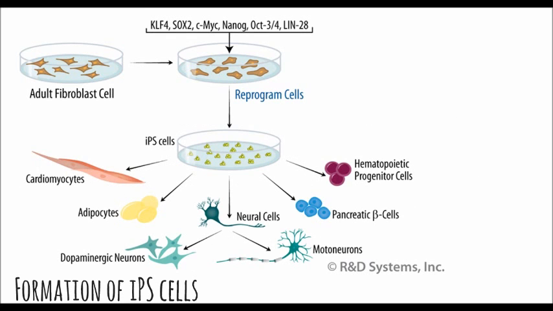Formation of induced pluripotent cells. The adult fibroblast cell is reprogrammed and thus results in the formation of induced pluripotent cells. These are the various iPS cells: cardiomyocytes, adipocytes, neural cells, pancreatic beta cells.